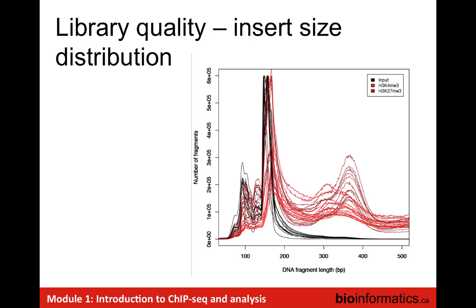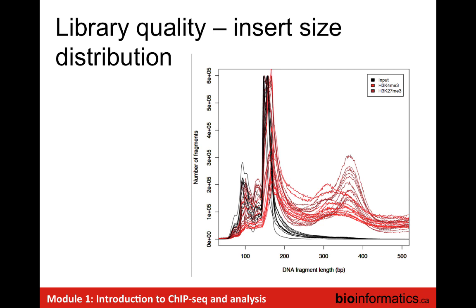And as Misha will discuss, having the input is critical for determining your background, okay? But that's our input, right? So these black lines are our input. And then these red lines, and there's actually two different shades, which are difficult to see here, are our IPs. And the point I wanted to make here is that just by doing your IPs, you're actually shifting your insert size distribution. Anybody think why that might be? Why should we see this in the data?